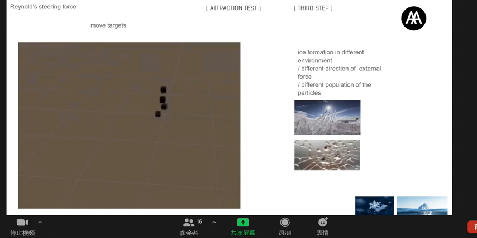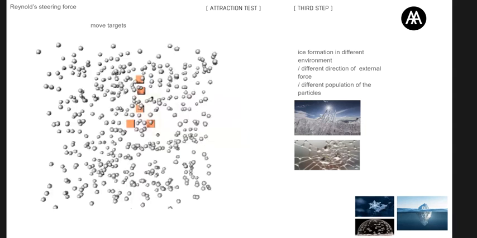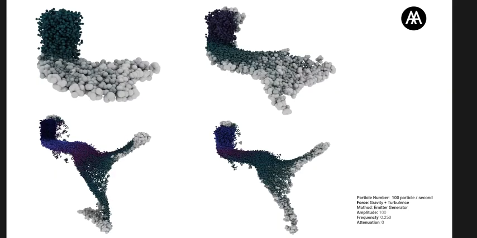This is a particle-based simulation for fluidity. It's in Maya, and I added gravity and turbulence. It generates 100 particles per second. With these two forces, it can show the simulation of fluidity between particles. Okay, and next.